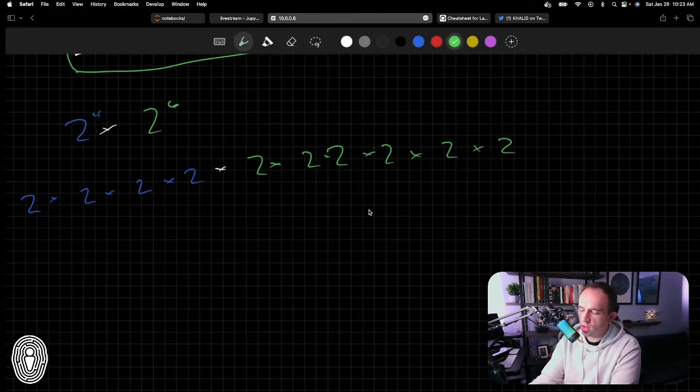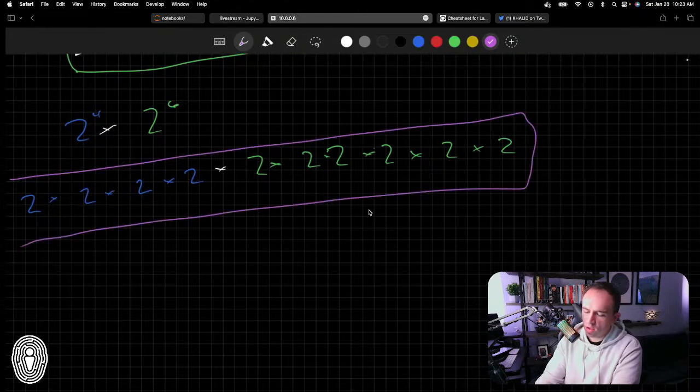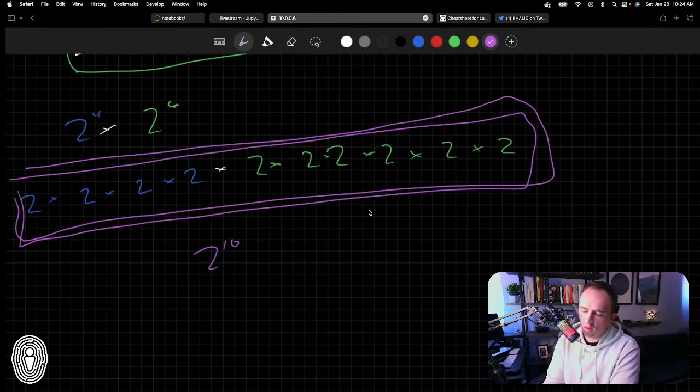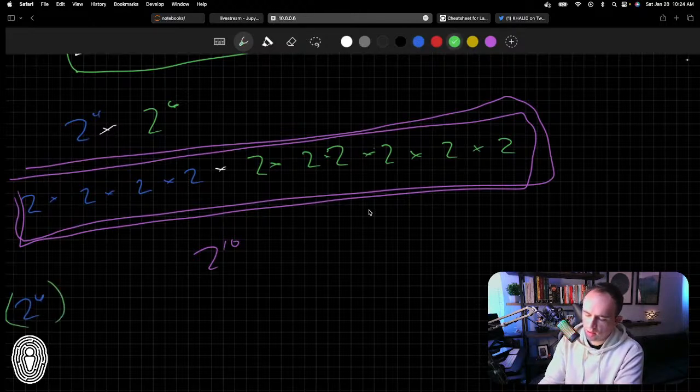Now what is this whole thing together? We're going to change to purple. So this whole thing together, we have 1, 2, 3, 4, 5, 6, 7, 8, 9, 10 2s. So 2 to the 10th. Now, if we go back and look at this expression here in purple, it is the same thing as the expression up here, 2 to the 4th, 2 to the 6th. So what we could say here is 2 to the 4th times, I'm going to put them in parentheses, 2 to the 6th.